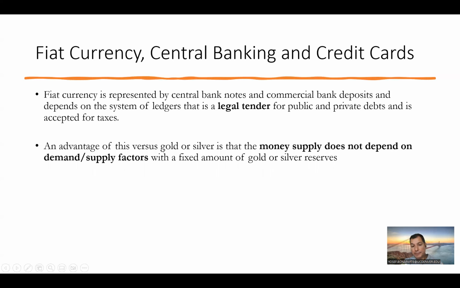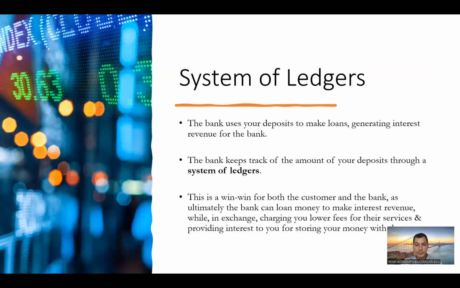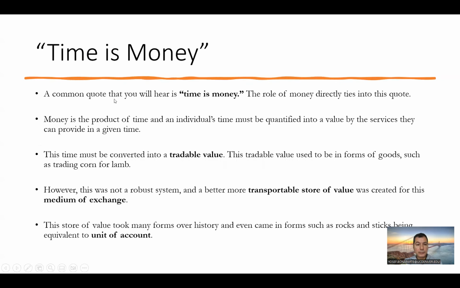The difference between money and gold and silver is that money supply doesn't depend on demand and supply factors. Like if you didn't do a lot of mining of gold, then you have a problem with the supply of gold. And then we talk about the system of ledgers, how the bank operates, and you can see it here. And then I'm going to talk about a concept: time is money.